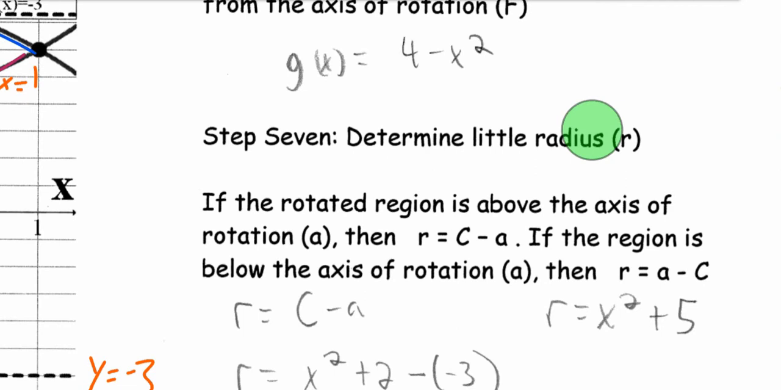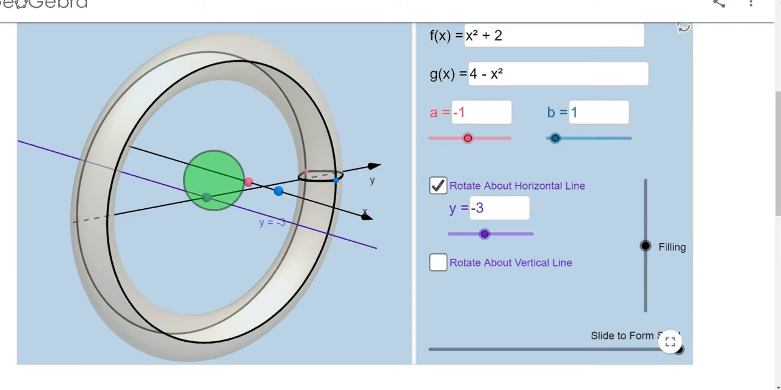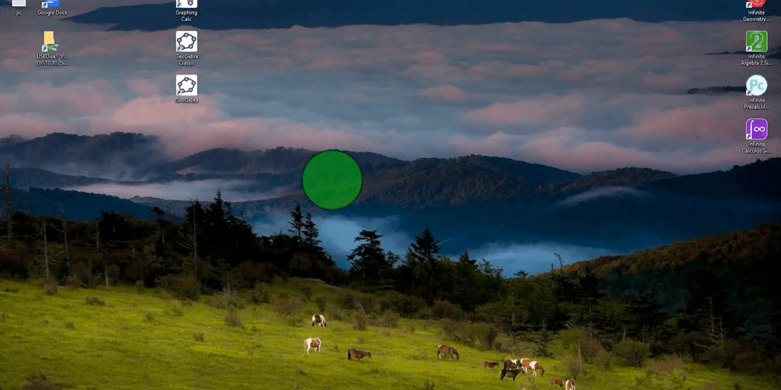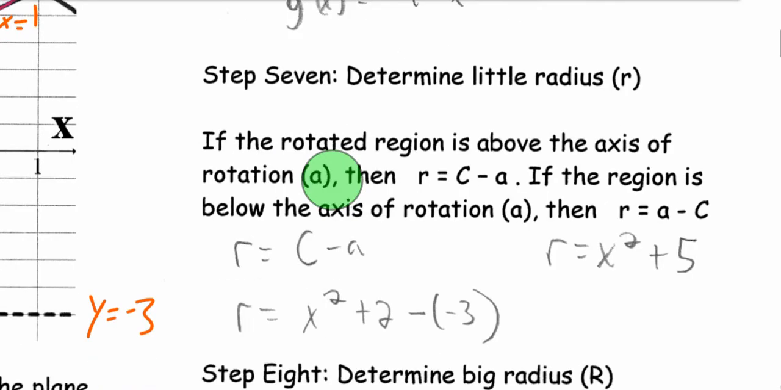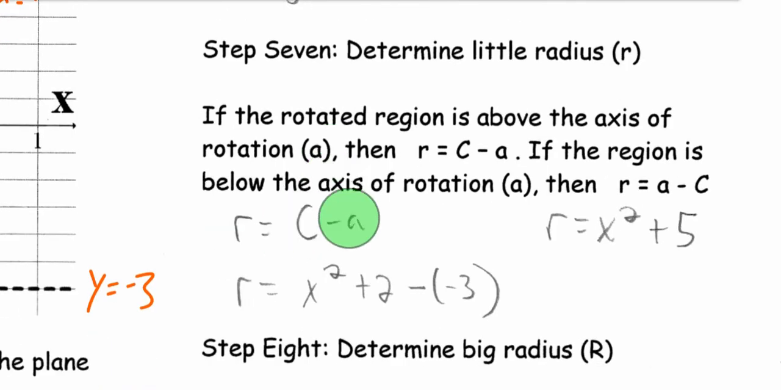Now for conceptual reasons, let's look back at our three-dimensional rendering. The little radius would be from the middle of this ring to the function closest to it. And so from the axis of rotation to the closest function will be your little radius. Then we will find the big radius, which will go from the middle to the outside of the band. So the little radius then will be your closest function minus a, and that's if the rotated region is above the axis of rotation.